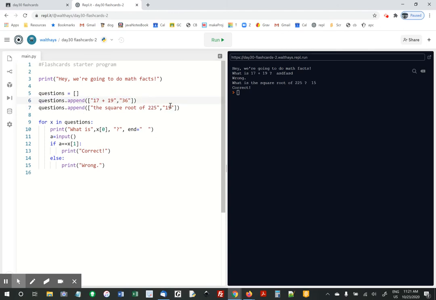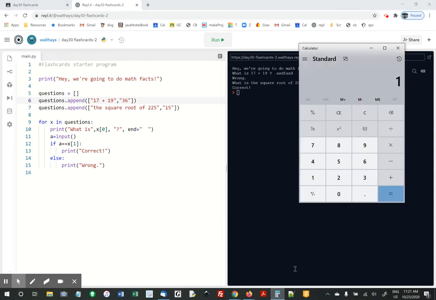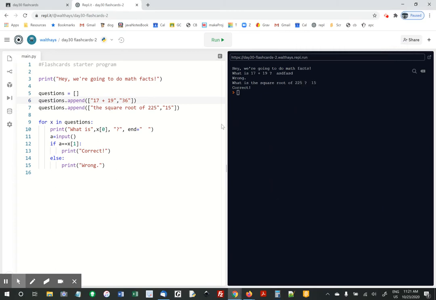I'm not going to do 20 because that's silly. I don't want you to do 17 plus 19 or the square root of 225. I keep feeling like maybe I'm wrong about that. I'm going to just double check. 15 times 15, 225. Good. Okay, I did not lead you astray.